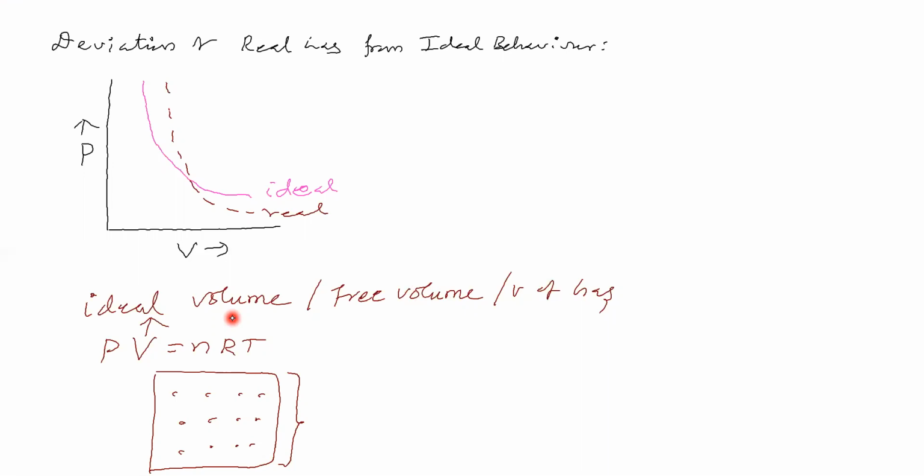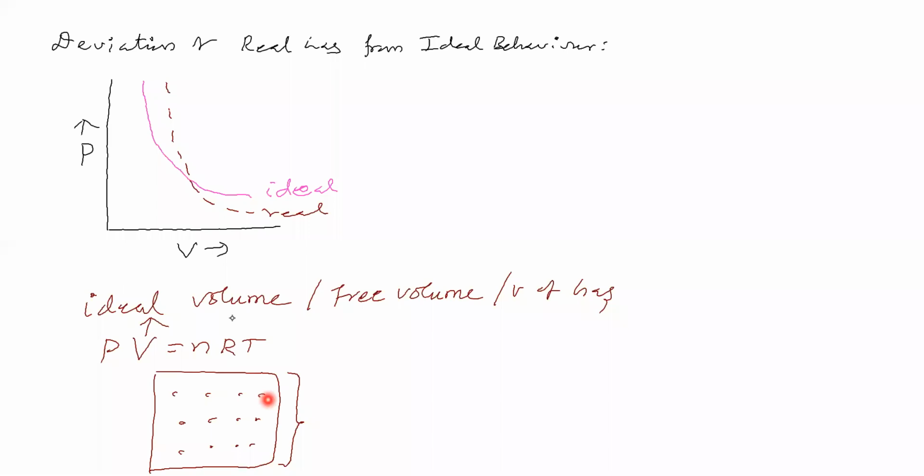Is it possible? Absolutely, think it. Kinetic molecular theory considers free volume means volume of gas. That means as per kinetic molecular theory, each molecule gets the entire volume for free movement without any obstacle. Suppose the volume of gas is 5 liter. Each gas molecule is getting the complete 5 liter volume for free movement.